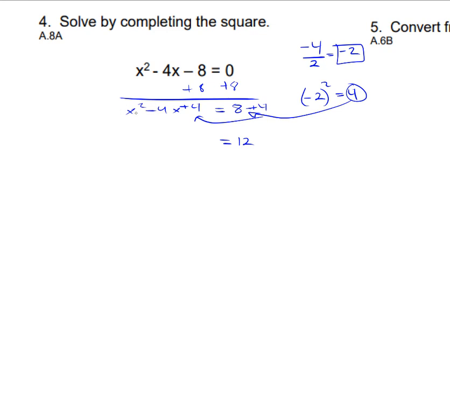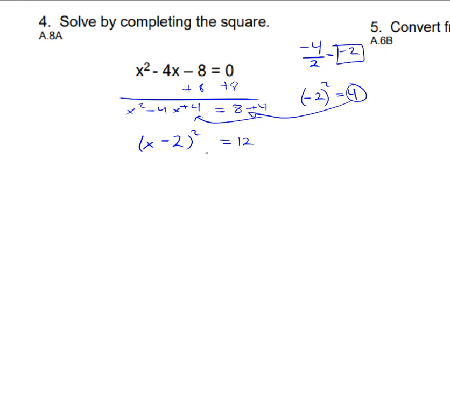Now, the whole reason for doing all of this, the whole reason for adding this 4, was so that I could turn this into a perfect square. It's the perfect square that is now going to use this number right here. So what I'm going to do is I'm going to write my x, right? I'm going to have this squared. And this negative 2 is what goes in here with the x. So it's x minus 2 squared is equal to 12.